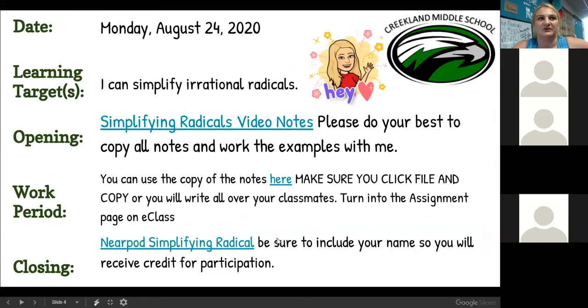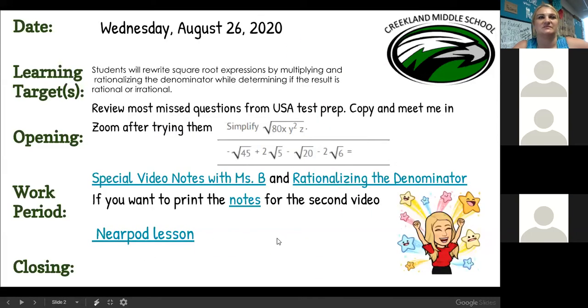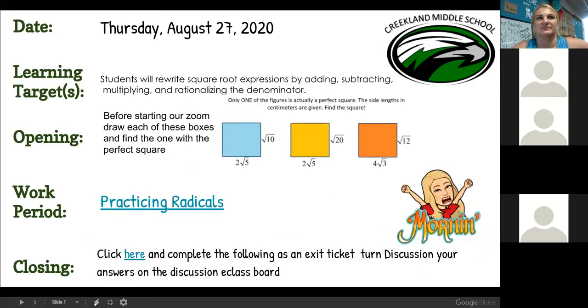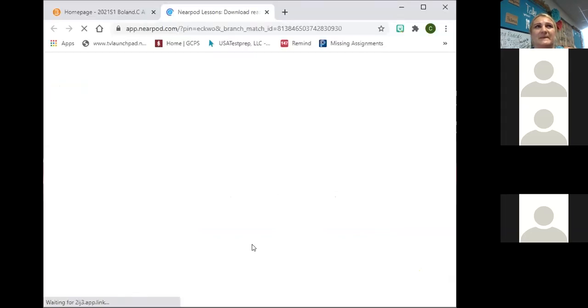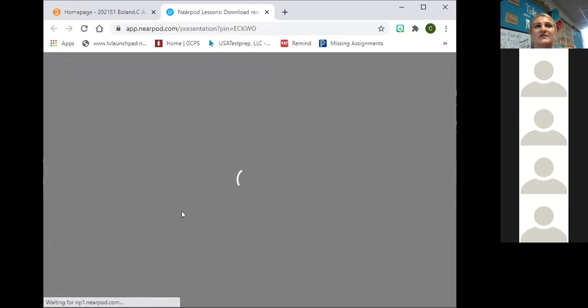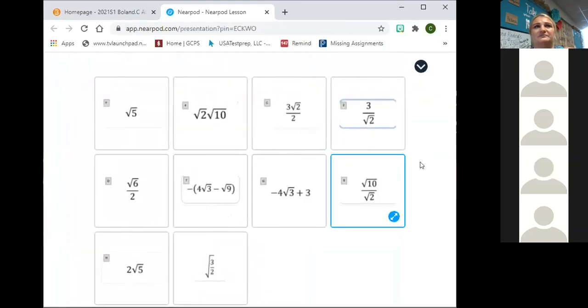So what I want for you guys to do, because today is Thursday, I made you this little practicing radicals activity, and I thought it was so much better than just doing a worksheet or doing test prep. So I'll show you what I made. I need all of you to click on it. Nearpod. And it should come up like this.